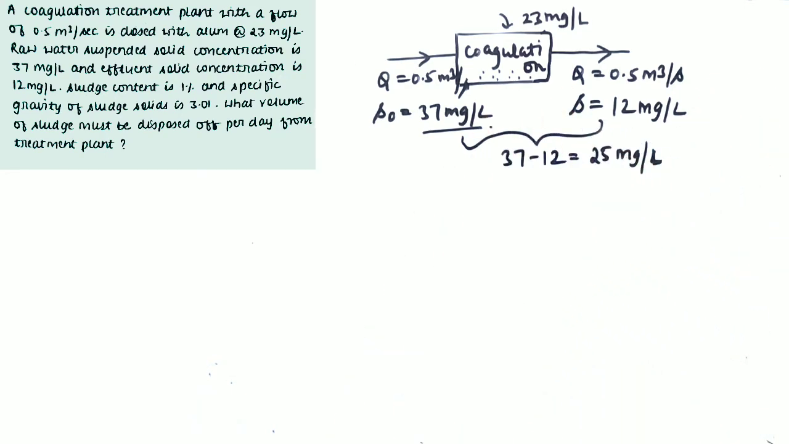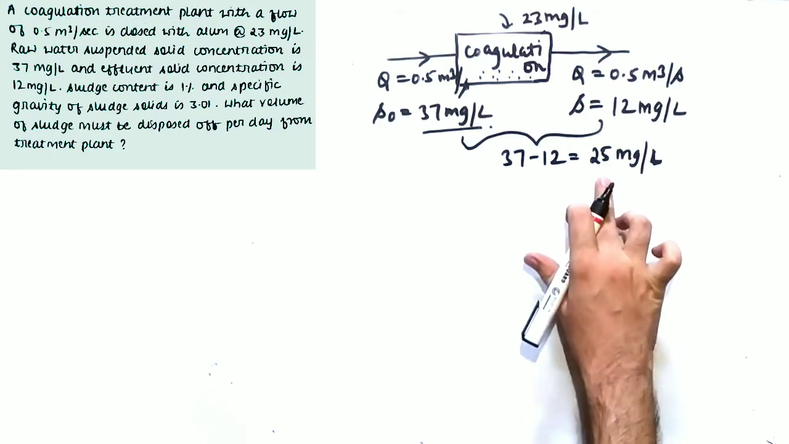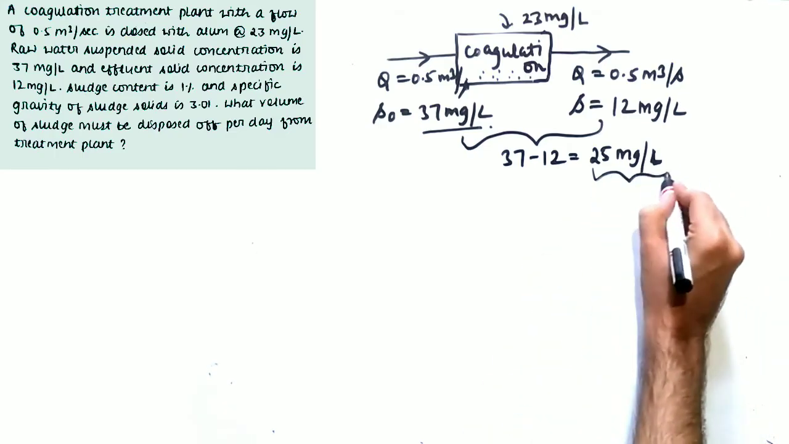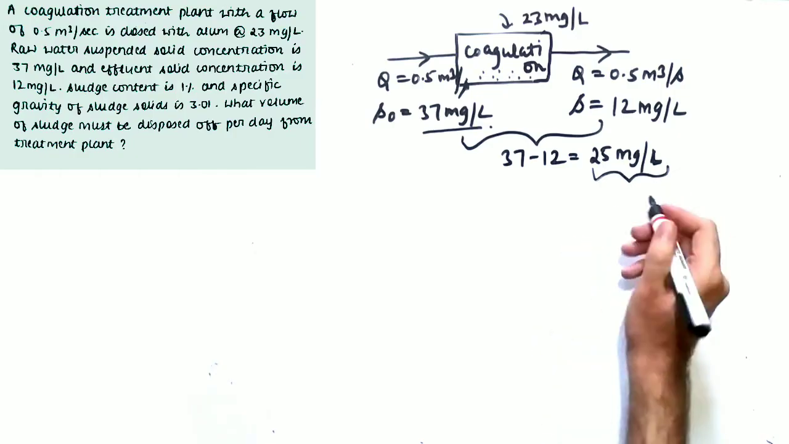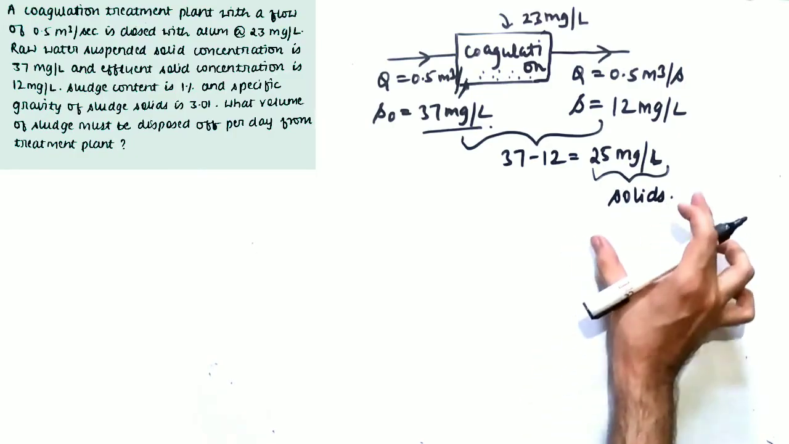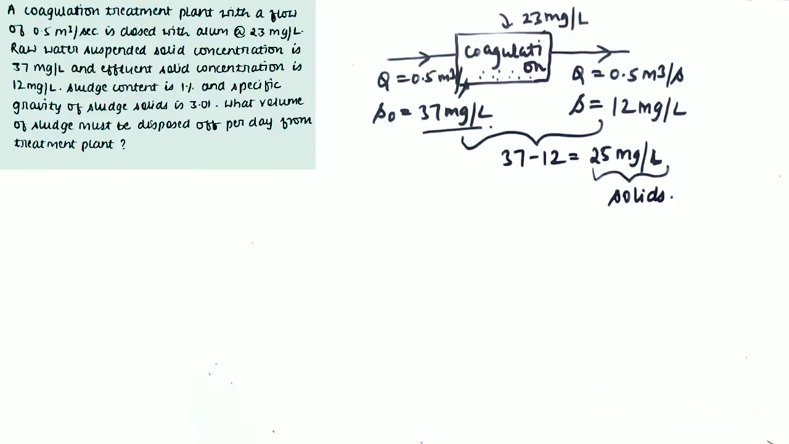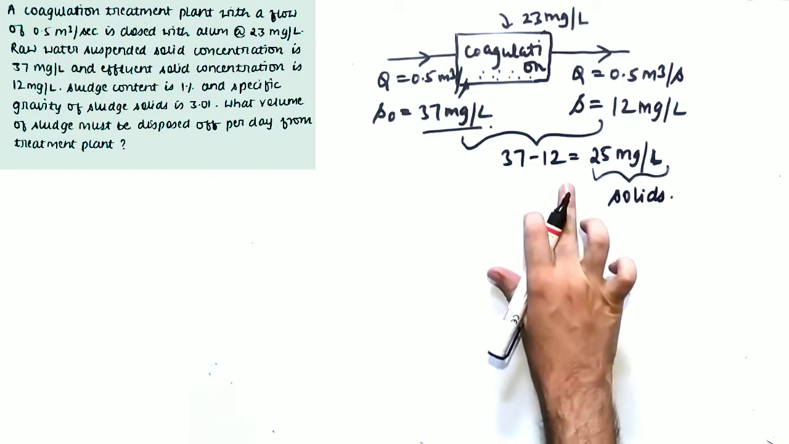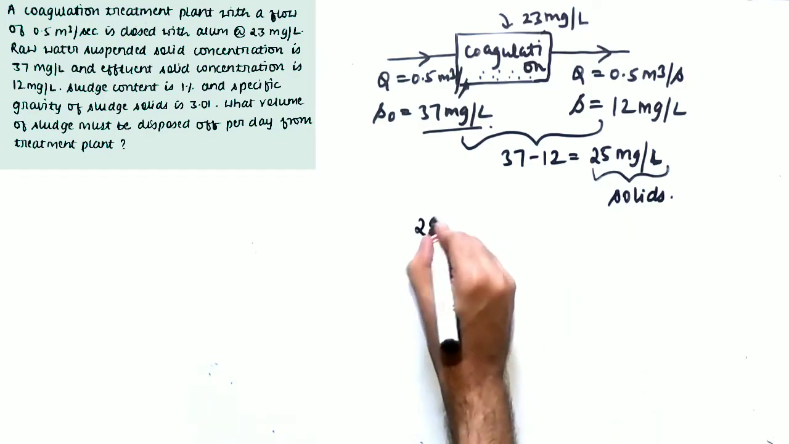They are settled at the bottom of the tank, so they will contribute to the sludge. Now 25 milligram per liter is in terms of solids. They are solids, they are not sludge. You have to convert these solids into sludge. I will tell you how you can convert. But now what can we do with 25 milligram per liter?